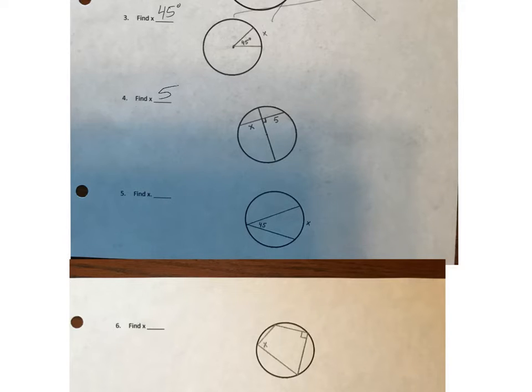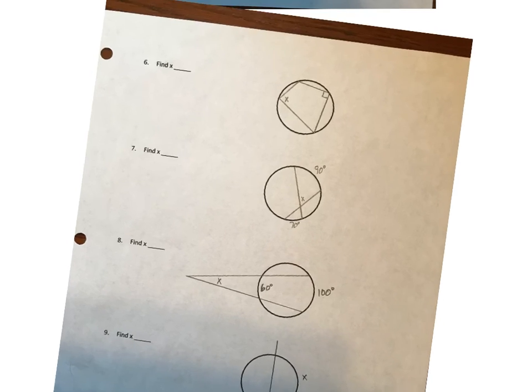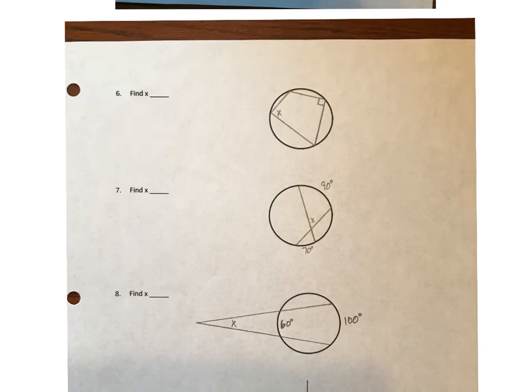Number 5, like number 3 that says 45 degrees, I was trying to get you guys to see that it's different, and some of you still said it was 45 degrees, but it is actually 90. X is 90 degrees. It's twice the angle that's on the circle. That angle is on the circle.